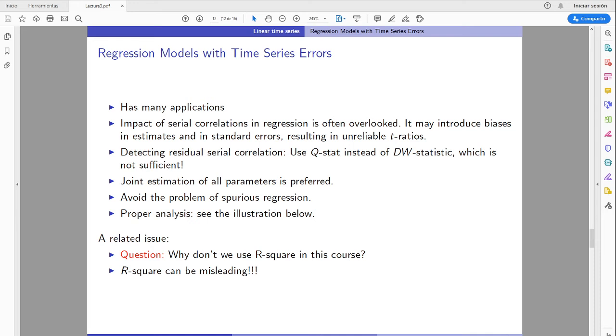Now, a related issue: why don't we use the correlation coefficient R squared in this course? Because it can be misleading. The correlation coefficients we have defined here, based on the autocorrelation functions, actually offer a better insight into the relationship between variables.